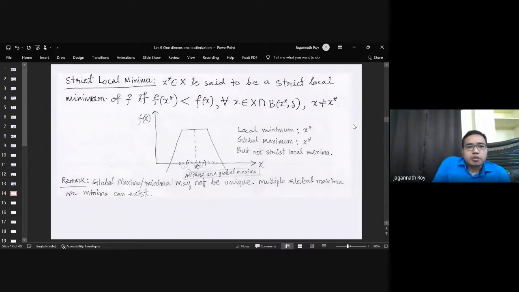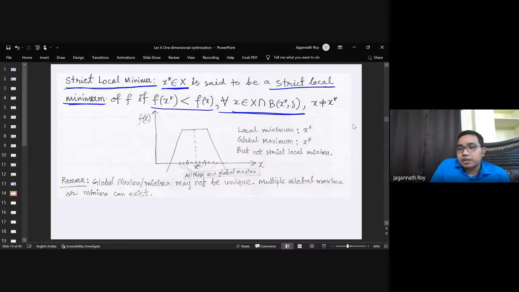Now what is a strict local minimum? X star belonging to capital X is said to be a strict local minimum if this property holds, but here equality is not there. It is strictly less than, and the definition is the same. Also remember, this x is not equal to x star, that is, all other points.